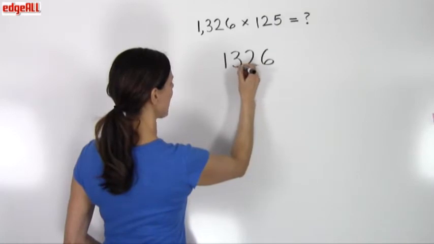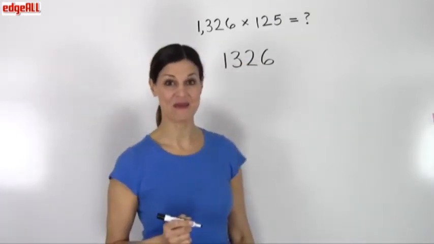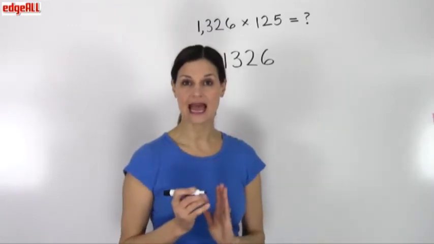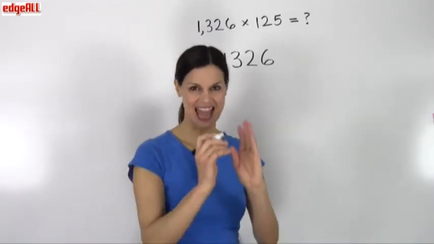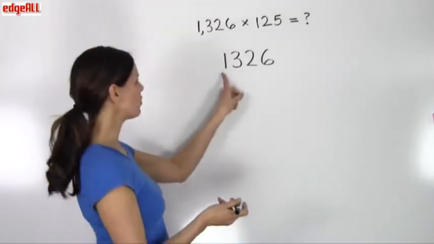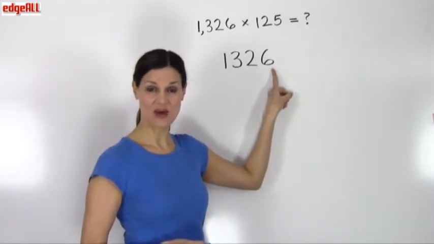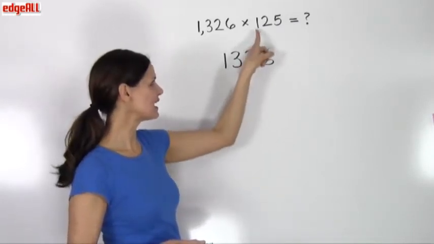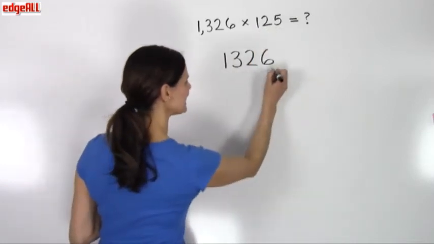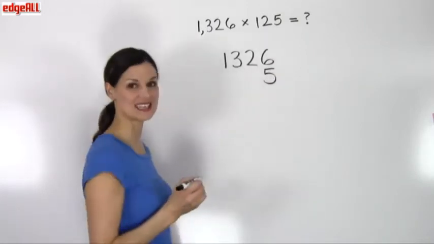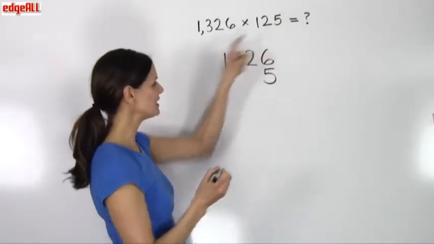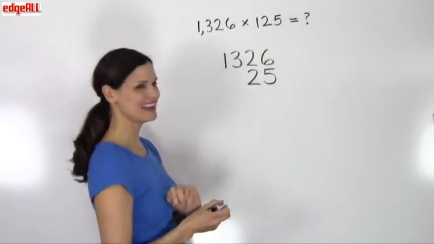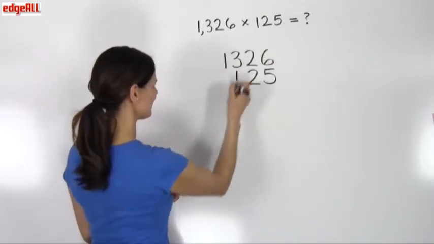Now, before I even write my 125 underneath, I always want to remember to be really careful to line up each digit in its ones place, tens place, hundreds place columns. In the 1,326, I've got a 6 in the ones place, a 2 in the tens place, and a 3 in the hundreds place. So when I put my 125, I want these neatly lined up. My 5 from the 125 is going to go right underneath the 6. The 2 in the tens place is going to go right underneath the 2 in the tens place of my other number. And the 1 in the hundreds place is going to go directly underneath the 3 in the hundreds place above.